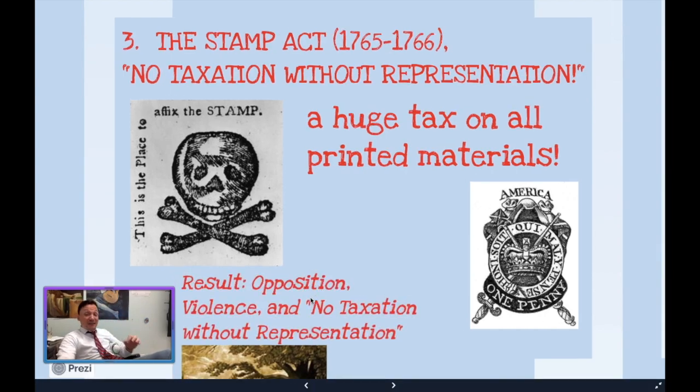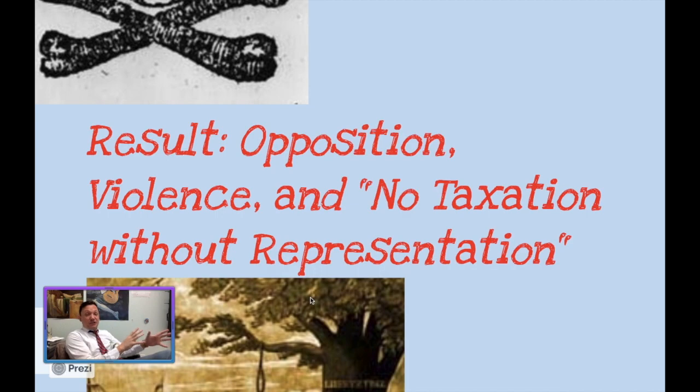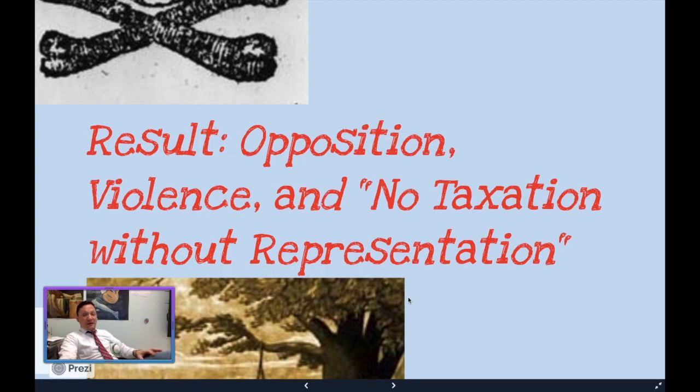So this leads to some of the earliest opposition against the British government during the American Revolution. Also some early violence and the phrase, no taxation without representation. Now let's break down that phrase real quick.